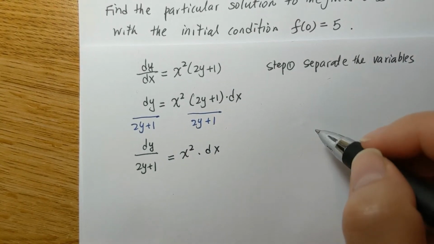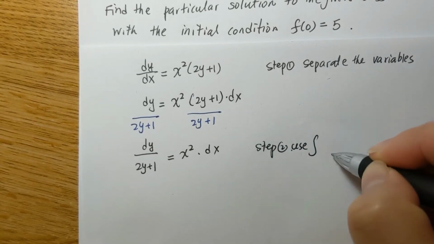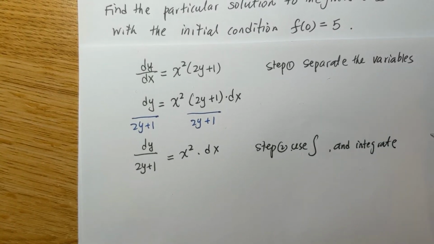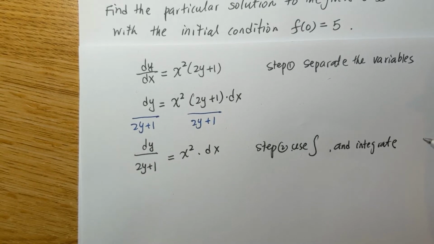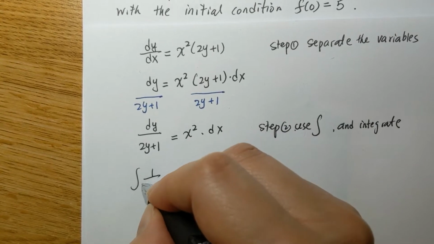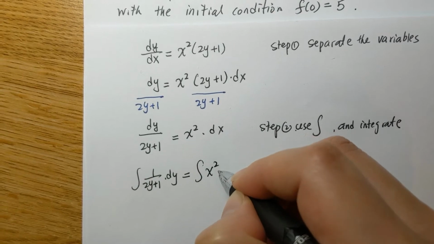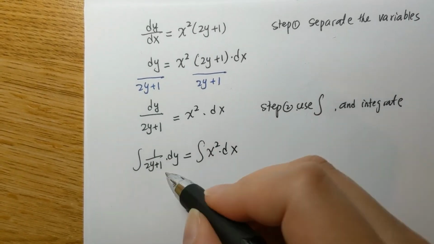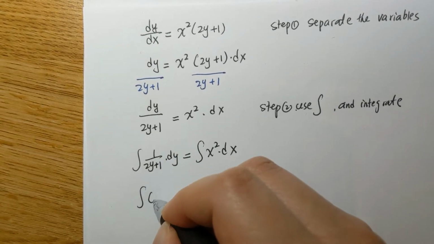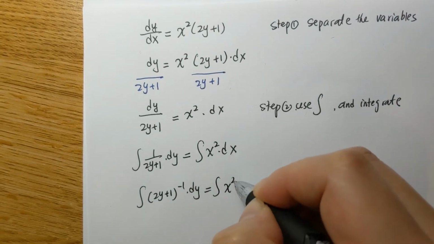Now, step number 2, you're going to use the integral symbol and then integrate. So now we are going to rewrite it: integral 1 over 2y plus 1 dy equal to integral x squared dx. This one we need to rewrite with a negative exponent. So we get 2y plus 1 to the negative 1 dy, and the right side stays the same.